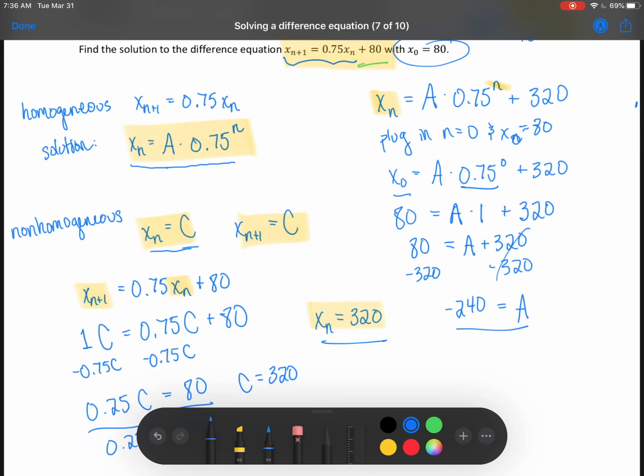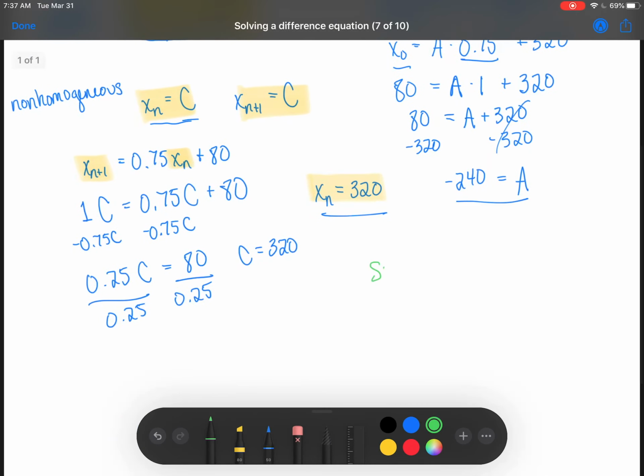We're almost done. We are going to come back up to the partial solution that we wrote over here and simply replace this A with negative 240. So that gives us our solution: x sub n is equal to negative 240 times 0.75 to the power n plus 320. So this is what we call the solution to the difference equation.